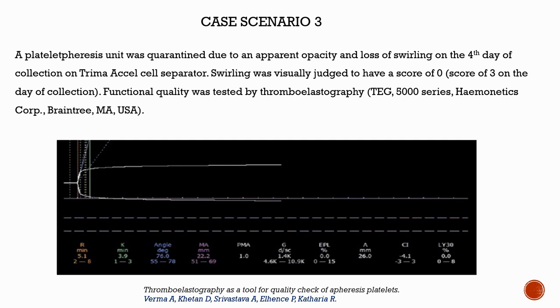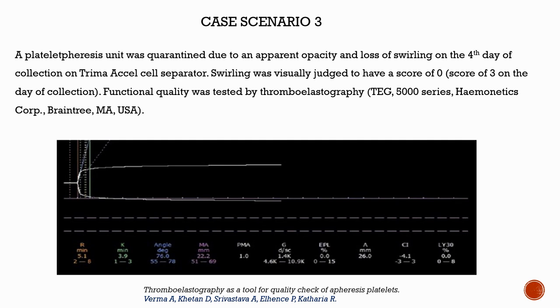Kindly interpret this TEG. So in this state, we can see R time is normal, the K time is slightly prolonged, 3.9, angle is normal, and MA is decreased. There is a problem in platelets. The platelet function of that unit has been lost.